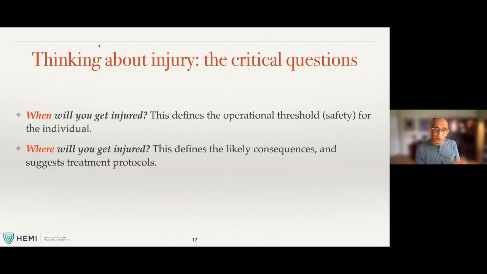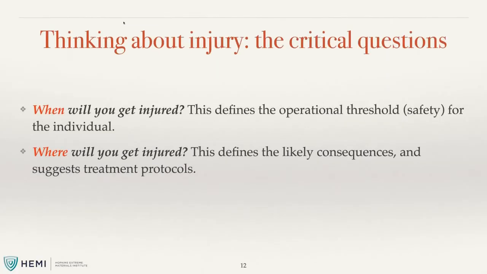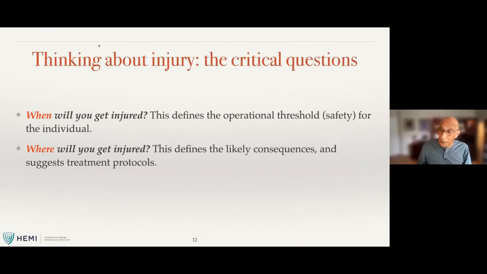So it's not just when. So assuming you're going to be injured, where will you be injured? Which part of the brain? That tells you what the likely consequence is going to be, what kind of behavioral change there'll be, and what kind of treatment you might have.